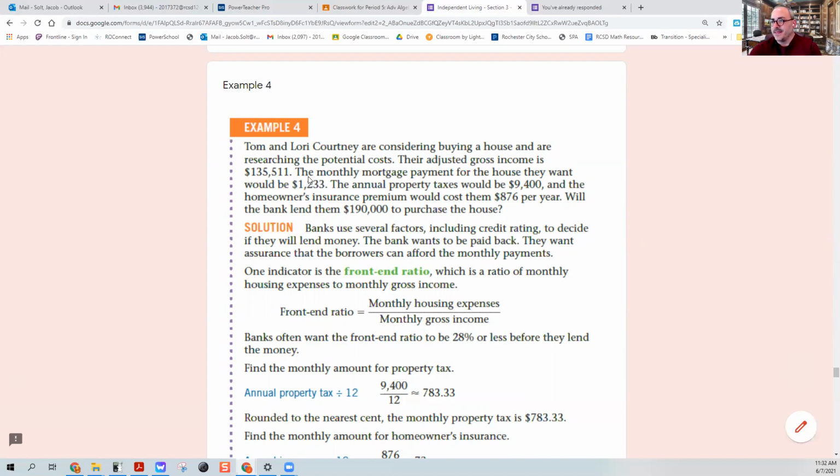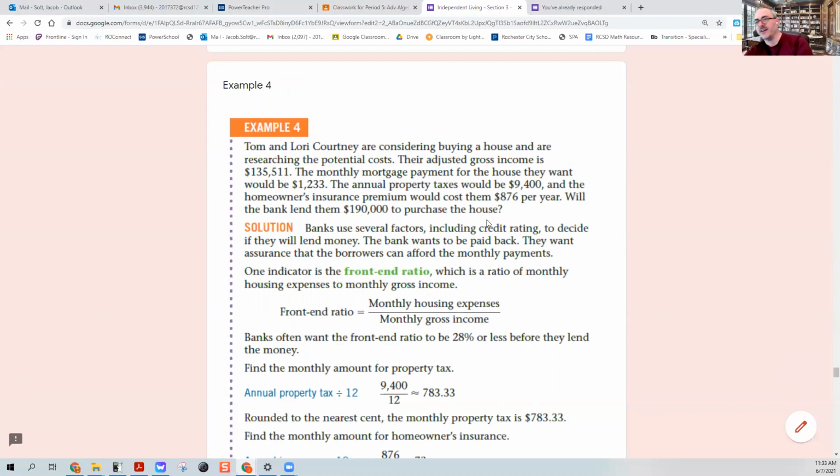All right. The monthly mortgage payment for the house they want would be $1,233. So their monthly mortgage payment to pay back the bank, that's what a mortgage is, it's a loan. The monthly mortgage payment for the house they want would be $1,233. The annual property taxes would be $9,400. Remember, that's to pay for things like libraries, police, and schools. And the homeowner's insurance premium would cost them $876 per year. Will the bank lend them $190,000 to purchase the house?